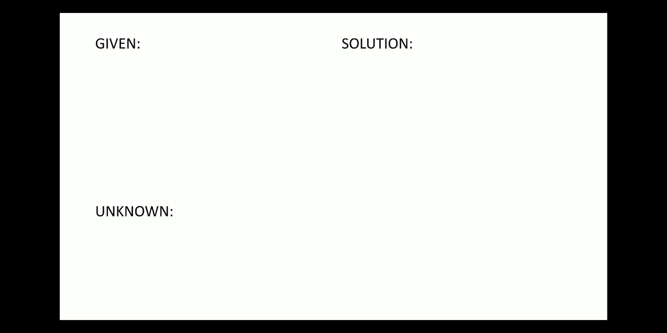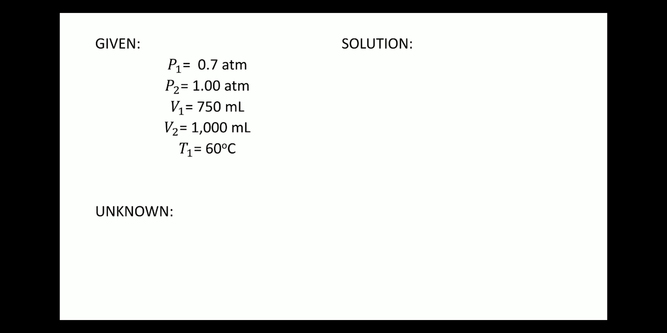So let's write the given. We have P1 is equal to 0.7 atm, P2 is 1 atm, V1 is 750 ml, V2 is 1000 ml, T1 is 60 degrees Celsius. And the unknown is the final temperature. So converting the temperature, 60 to Kelvin, 273.15 plus 60 is equal to 333.15 Kelvin.